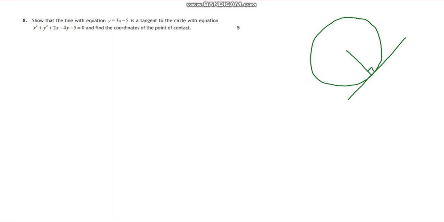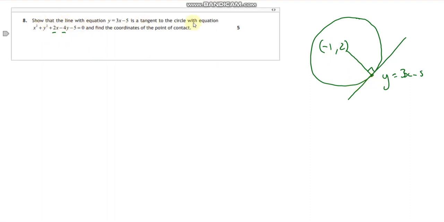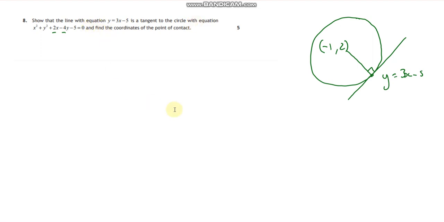Okay, so I've got my line here, which is y is 3x take away 5. And I've got my circle, and all I need to know on the circle is the centre. So I'll look at these two numbers, and it's divide by 2, change the sign. So it's -1 and 2. There's my centre there. And I've got my tangent meeting the circle at 1 point. So it says show that this line is a tangent and find the point of contact.